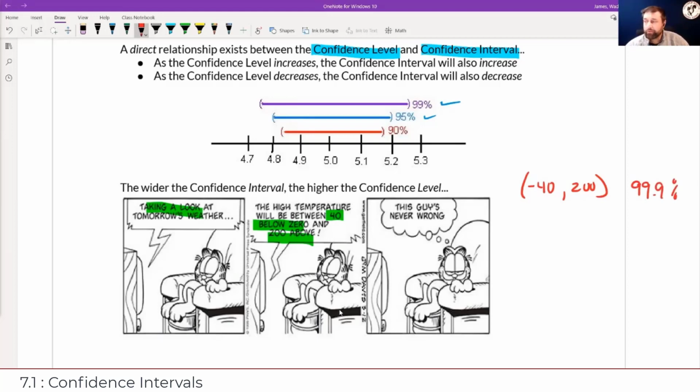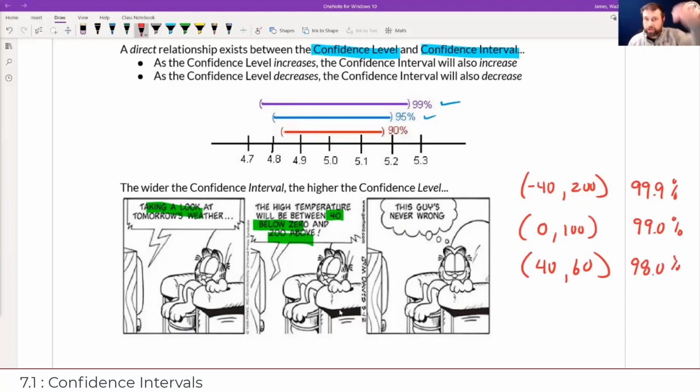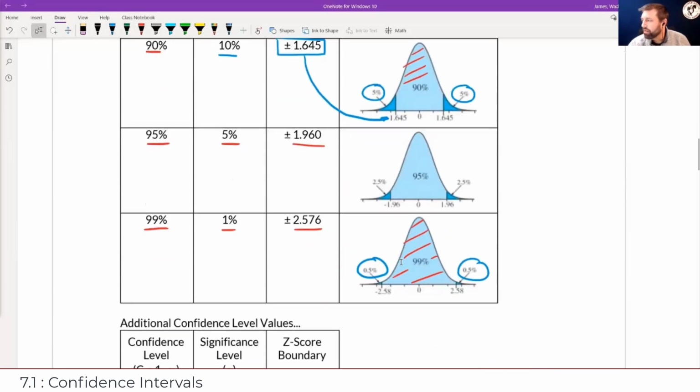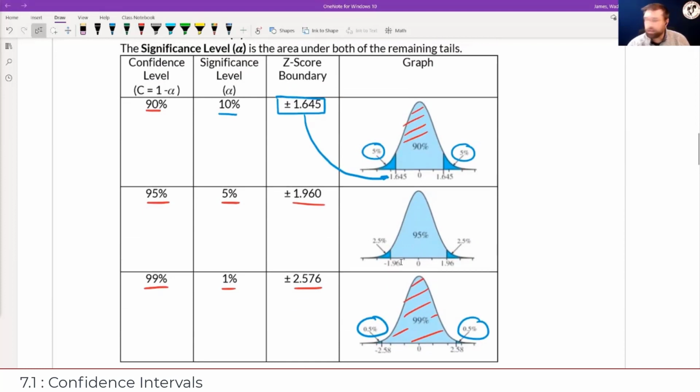However, if he made the interval smaller, right, he's decreasing his confidence area. So if he made this maybe 0 to 100 degrees, his confidence would go down. And if he made it even smaller, 40 to 60 degrees, his confidence might go down even more. So as your confidence level goes down, that area of the curve, this area right here, that's what you're changing. Okay. And we're going to get into a tech tool in Desmos where you can actually dynamically change this and see it happening. It's kind of cool.